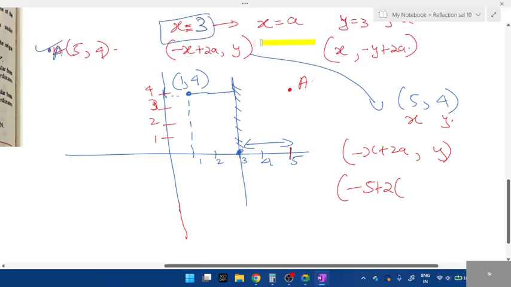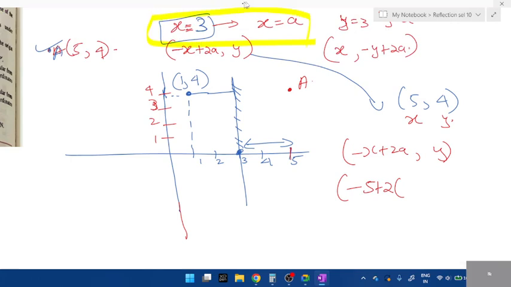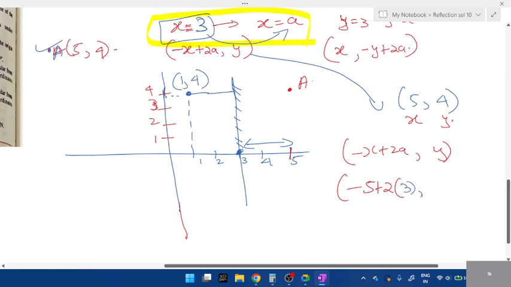No, not 4. This one. They'll give an extra value. What is that extra value? You have to take it as a 3 comma y is 4. So if you solve this, 4 remain as it is. Minus 5 plus 3 2s are 6. Minus 5 plus 6 is 1 comma 4. Are we getting the answer?